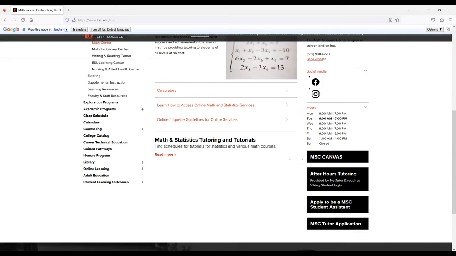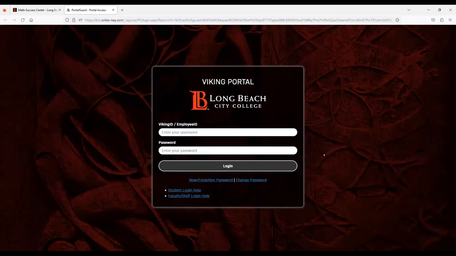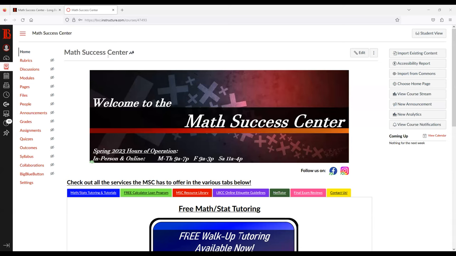And this is the Canvas link. So if we click that, it's going to bring you to sign in on your Viking portal. Why don't I stop share for a second just so I can sign in. Okay, good. Here we are at the Math Success Center Canvas page.